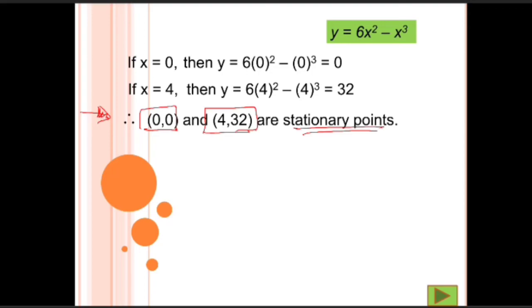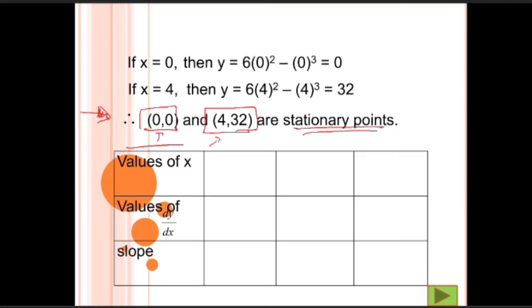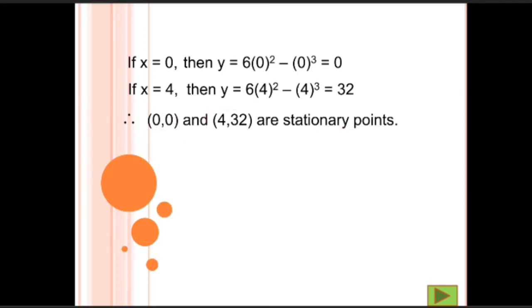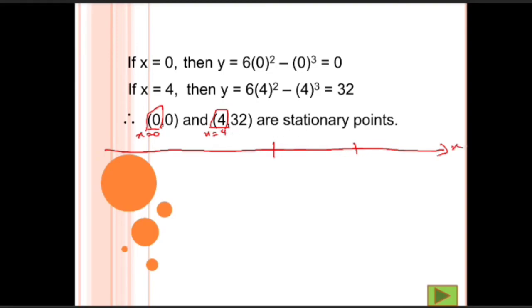Next, we would like to know whether these 2 points are maximum points or minimum points. Now start by drawing your number line. Look at your values of x. We have x equal to 0 and also x equal to 4. Draw your number line. Write both values on your number line. Make sure you follow the order. The smallest number is here, followed by the larger number.